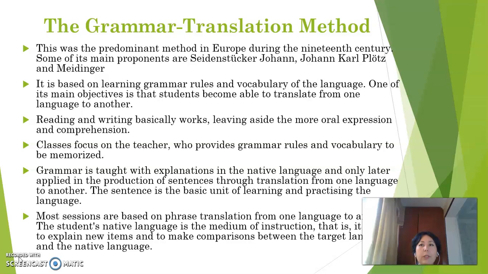The grammar translation method was the predominant method in Europe during the 19th century. Some of the main proponents are Seidenstücker, Johann Karl Plötz, and Meidinger. It's based on learning grammar rules and vocabulary of the knowledge of the language. One of the main objectives is that students become able to translate from one language to another. Reading and writing basically work, leaving aside the more oral expression and comprehension.